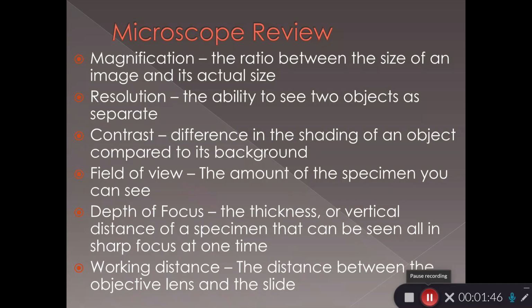Depth of focus is the thickness or vertical distance of a specimen that can be seen. This is like if you have ever done the lab where you look at the colored thread, you can tell which thread is on top: the thickness or vertical distance of a specimen that can be seen all in sharp focus at one time. And then of course the working distance is the distance between the objective, that magnification objective, and the actual slide.